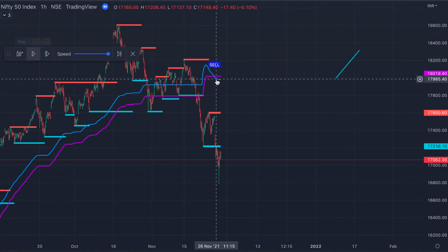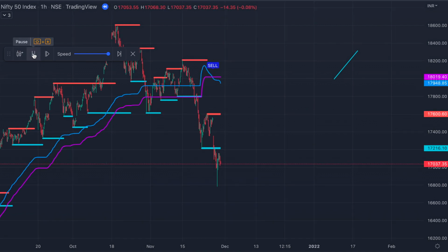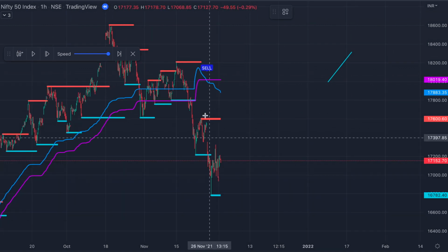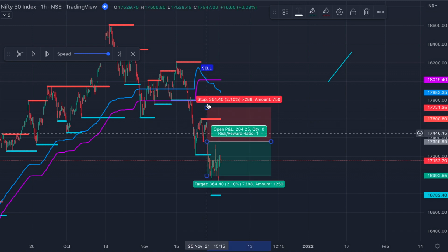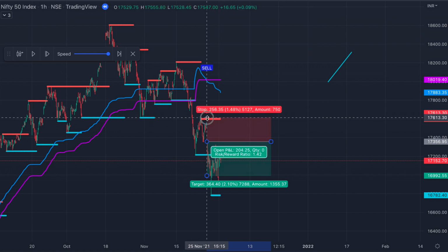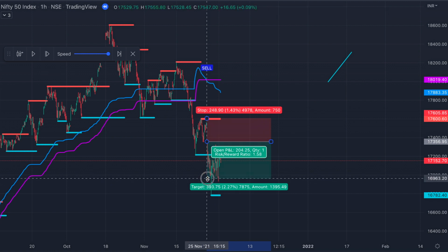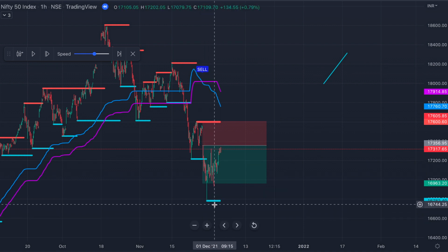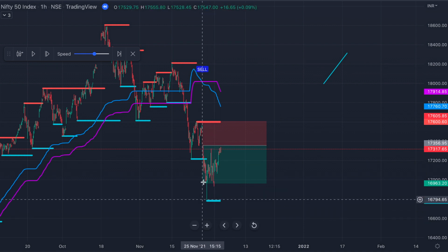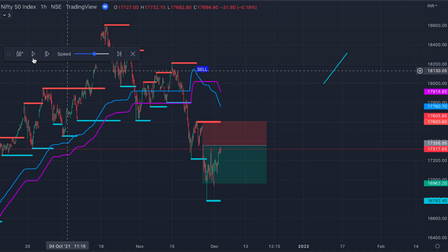Okay, we have a sell signal right here. Okay, this is the stop loss line. Now let's see what happens. Short position was initiated right here. This is our stop loss, and for a risk reward ratio of 1.5 here, the target was anyway attained. This is where we sold it. This is the target. Now let's see what happens further.